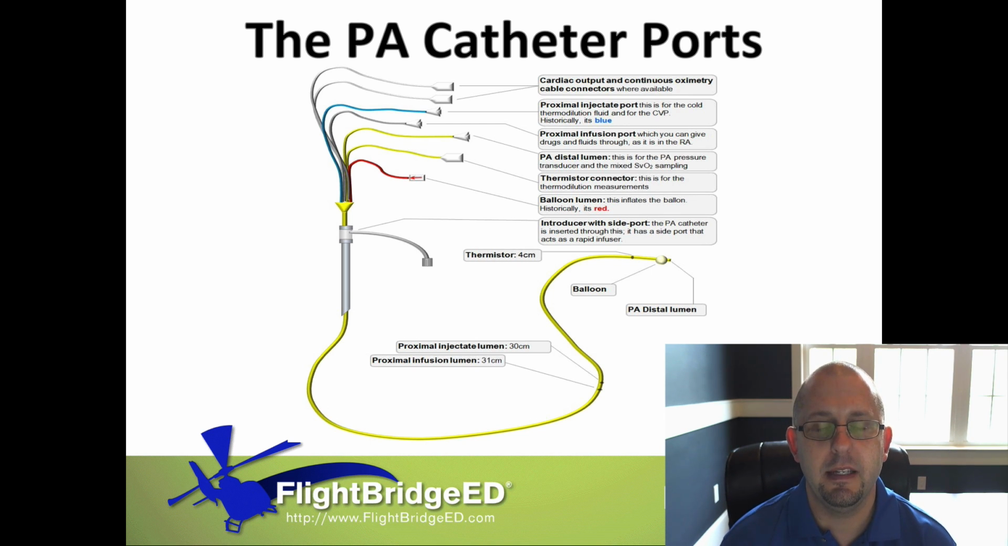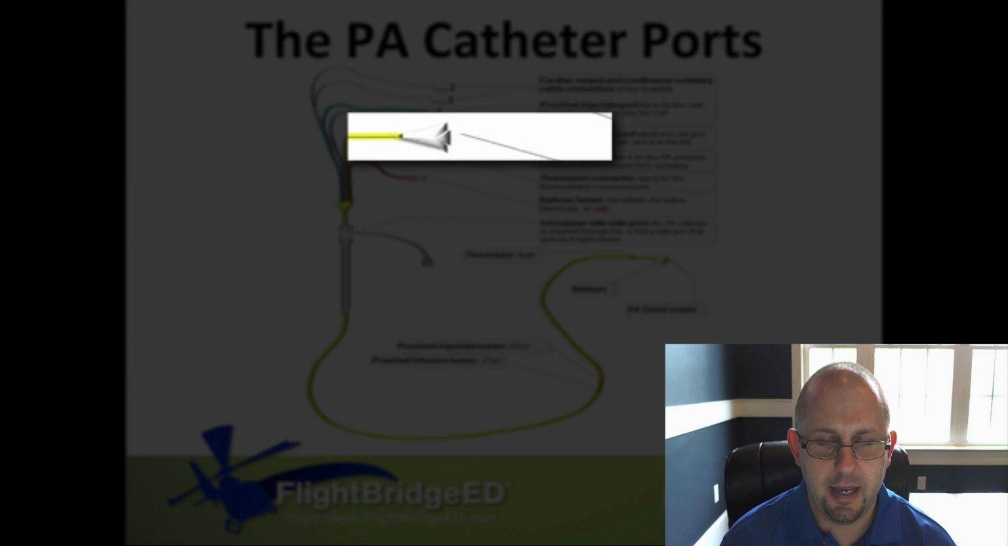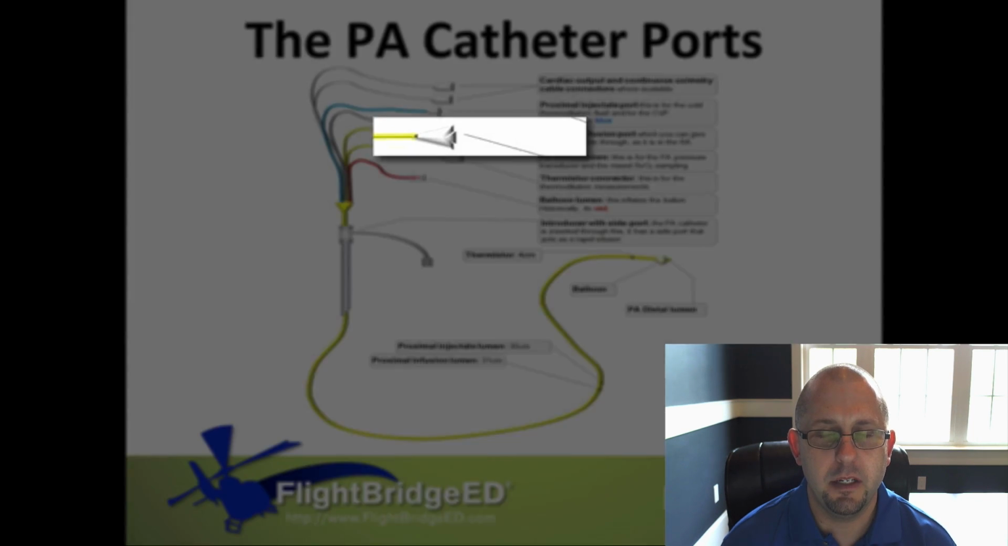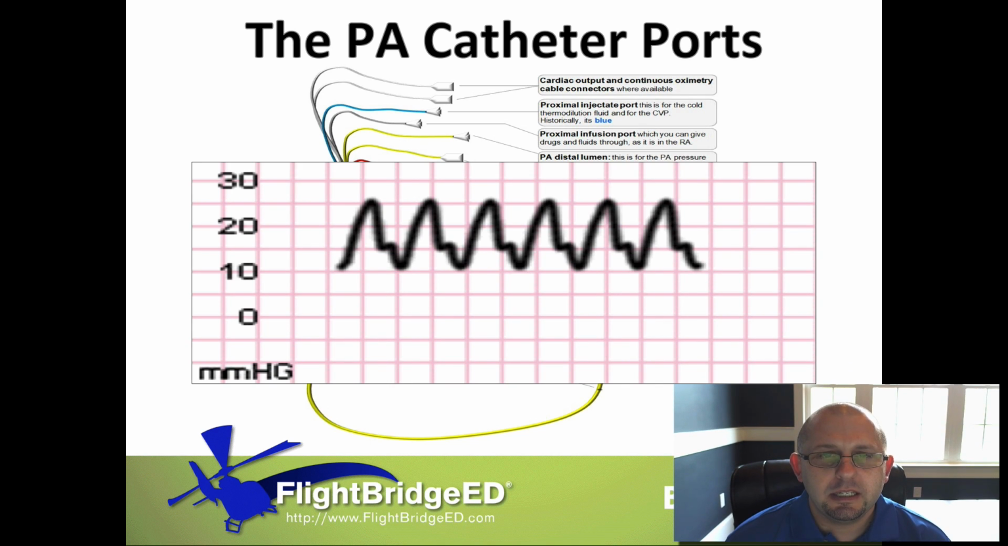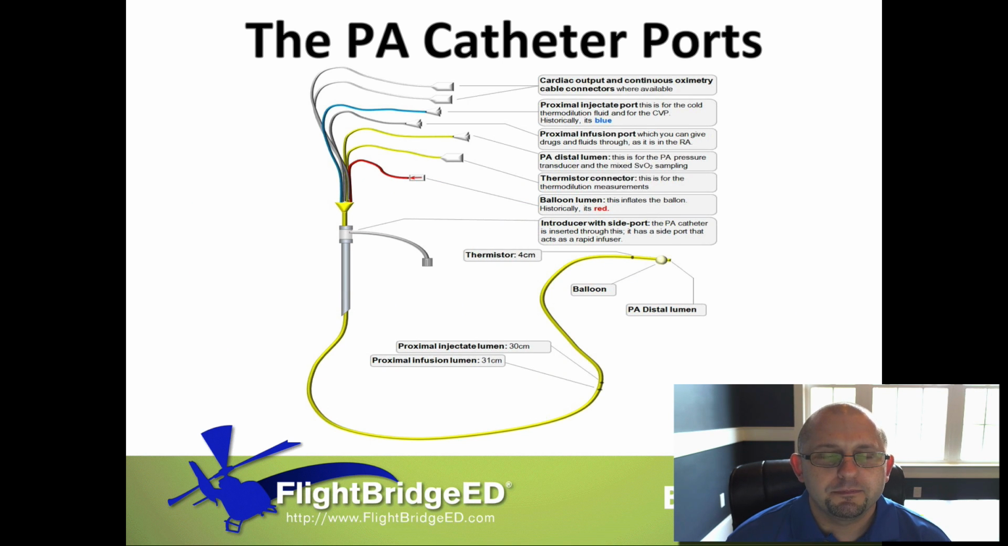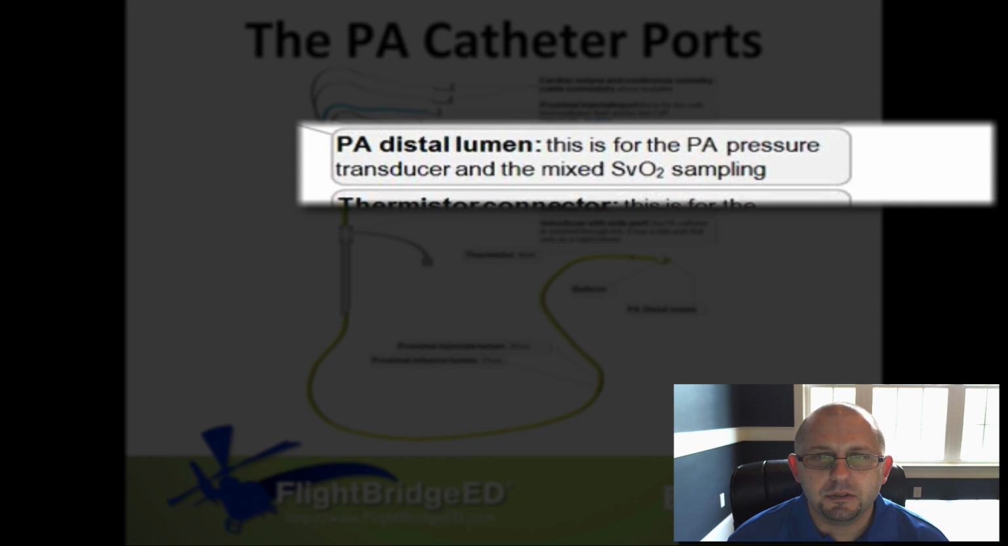And that's not very much, right? The whole purpose of that is to actually connect to this PA distal lumen. So we're going to connect that end of that drip set, end of that transducer to the PA distal lumen, and that's where we're going to now utilize for a PA waveform. So when we learn about the different aspects, when we learn about CVP and our PA and our wedge, we're constantly identifying and monitoring a PA waveform. So that's what we use that for. The second reason we use this PA distal lumen is to draw an SVO2.